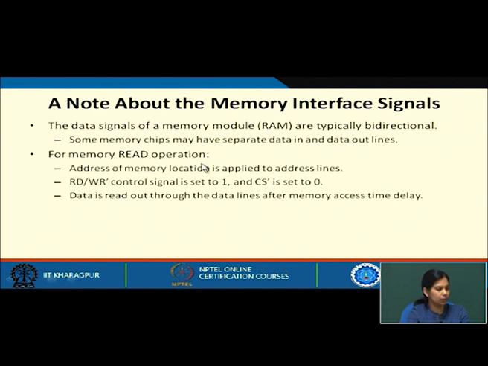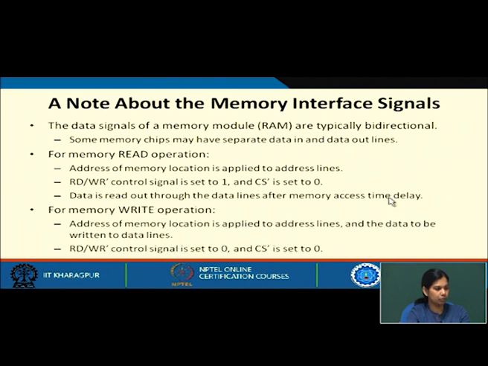For a memory read operation, what happens? The address of the memory location is applied to the address lines. Then for reading, the read write signal will be set to 1 and the chip select is set to 0. Data is read out through the data lines after the memory access time delay.